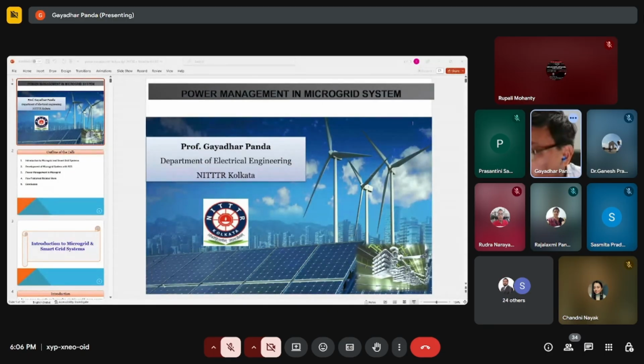Though under the development of industrialization and urbanization our lifestyle is changing, at the same time we have to maintain our ecosystem also.